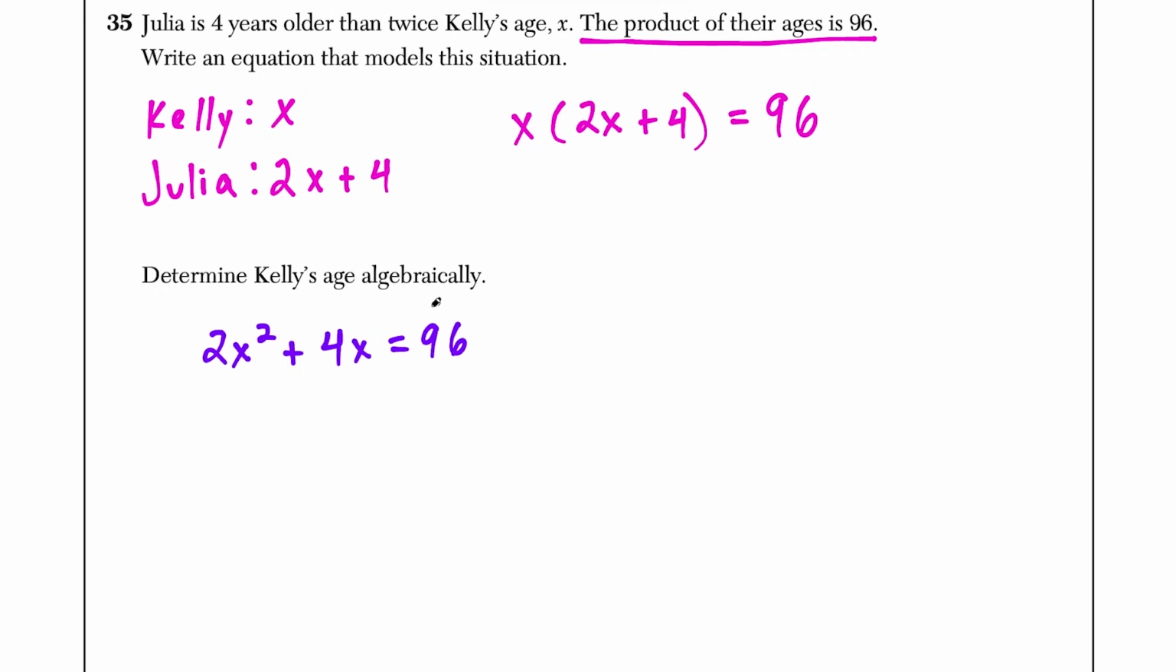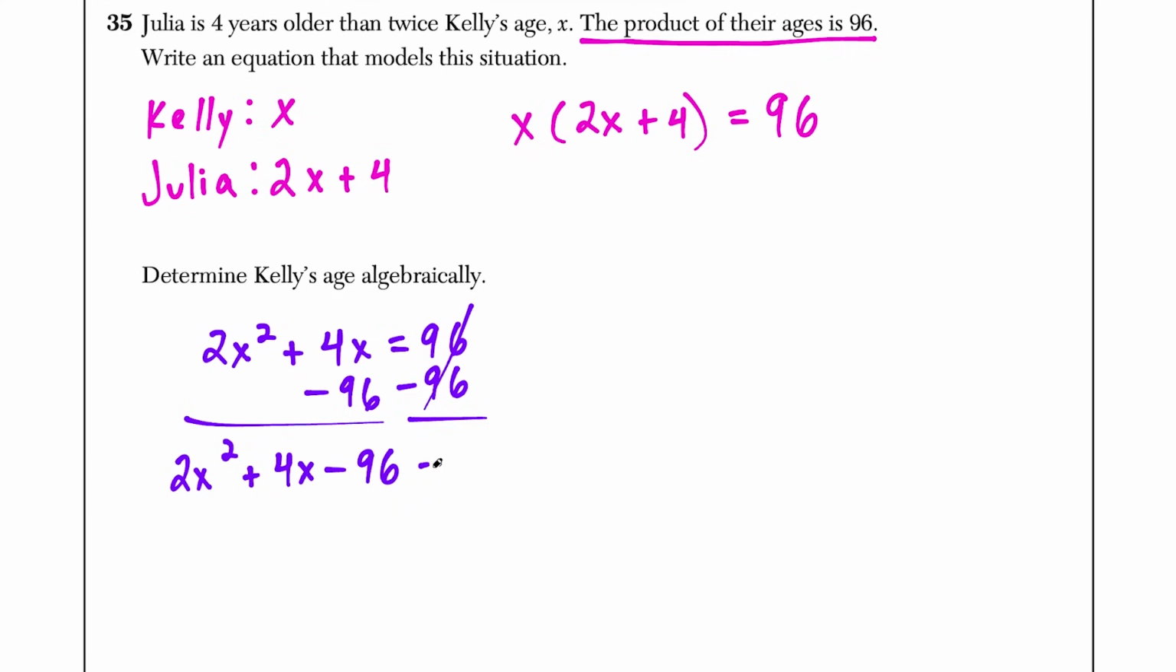Now for this here, we're going to move the 96 to the left side because we have a quadratic equation. So when you're trying to solve a quadratic equation algebraically, you want to move everything to one side so that you could factor or try to factor. We could always use the quadratic formula, but factoring I just find to be a little bit nicer. So now on the left side, we have 2x squared plus 4x minus 96 is equal to 0.